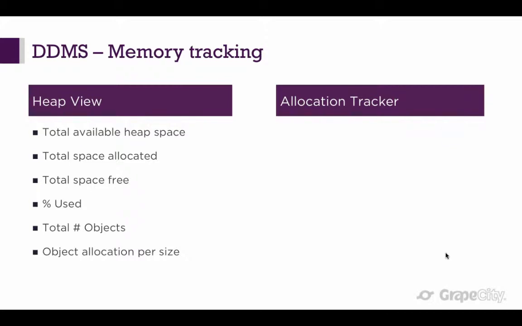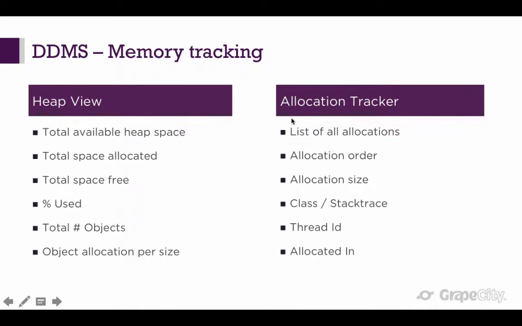But beyond that, I need a full list of all my data and where each object is allocated. So that's where we're going to use the allocation tracker in DDMS. It gives me a list of everything. I can order by size. I can look at the full stack trace and what thread it's allocated in.